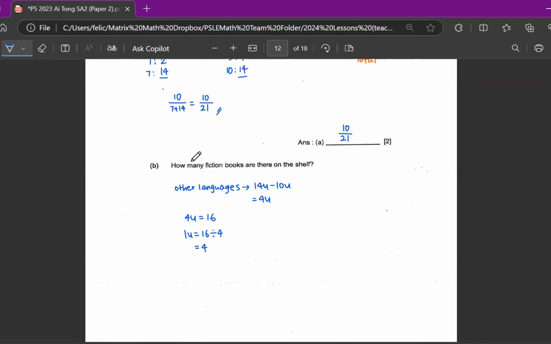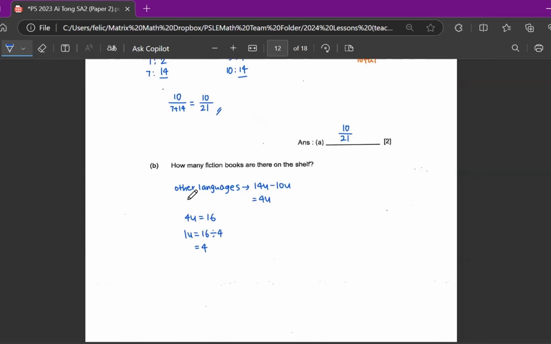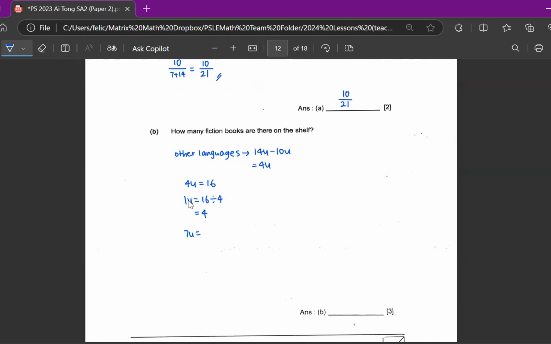Once done, read the question. How many fiction books on the shelf? Look at fiction books, ratio here, 7 units. Okay, so 7 units is what we're looking for. Okay, so that's it, 28 fiction books.